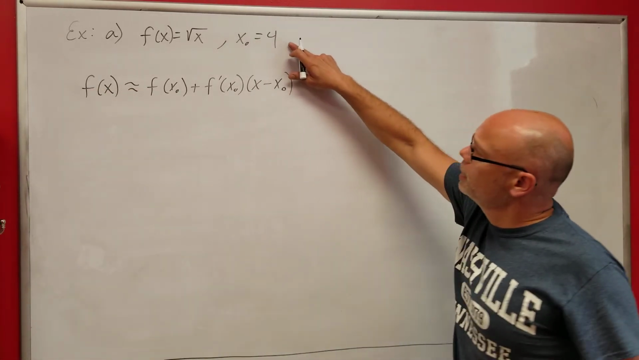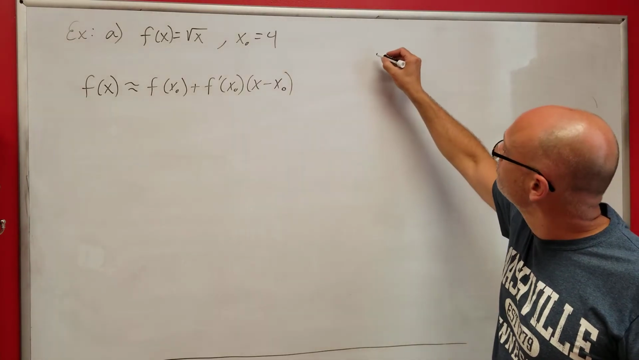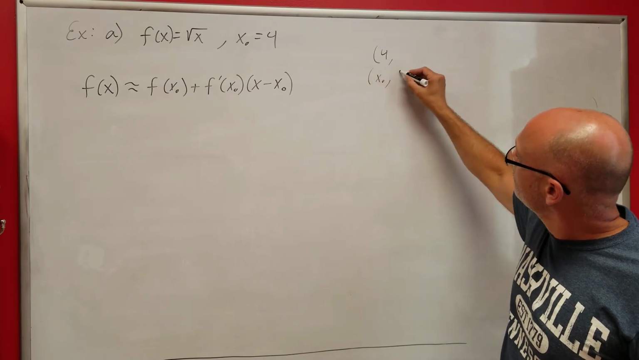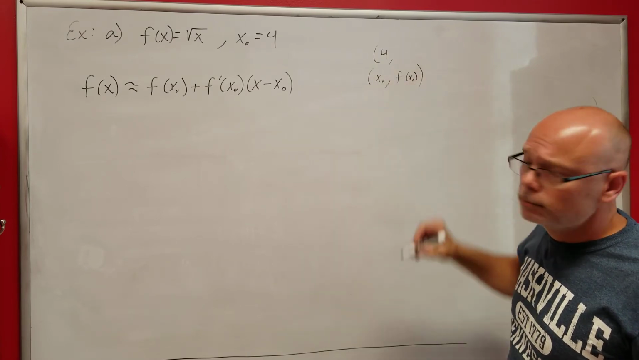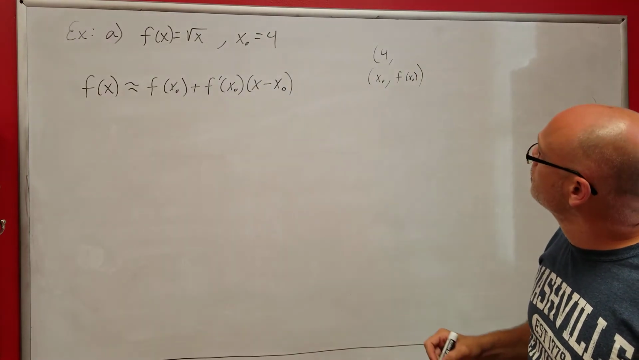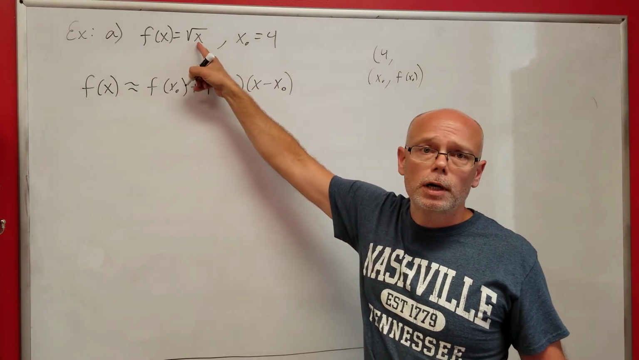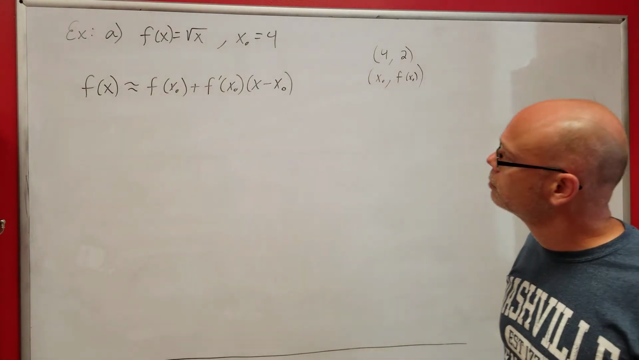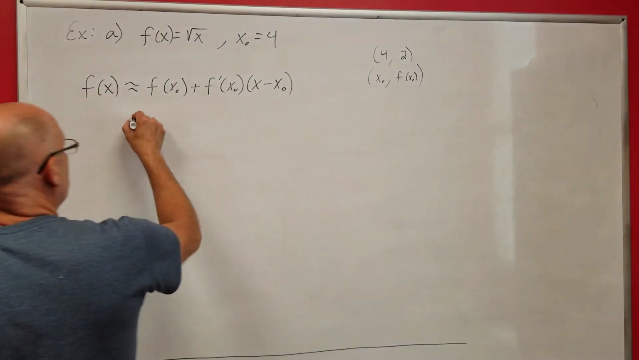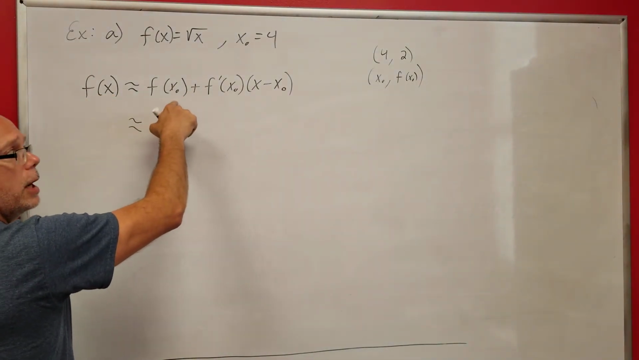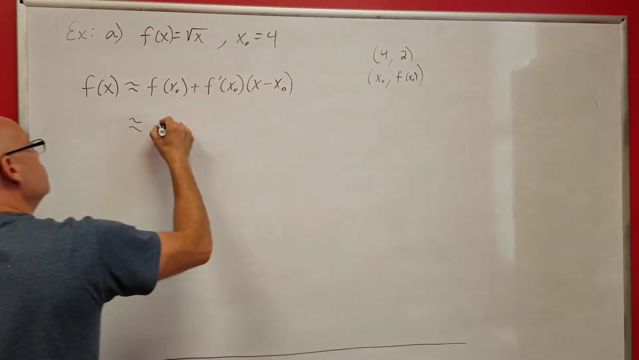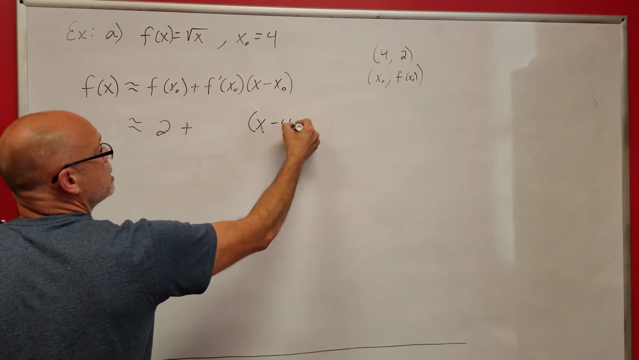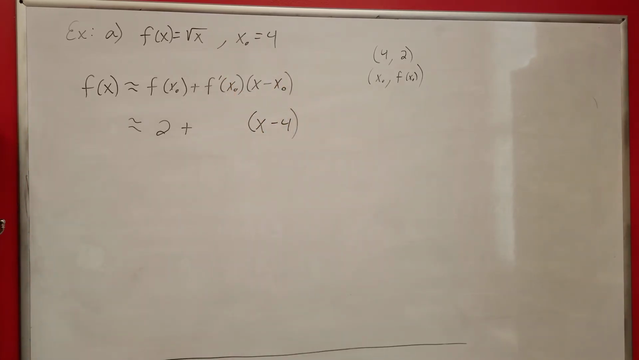Well, let's see. They give me the x naught value, right? They give me 4 for the x naught value. Let's find the f at x naught value. How do we do so? Well, just sub in 4 into your original function. Square root of 4 is 2. So right now, I have this value, f of x naught, which we said was 2, plus I still need this, but I have x minus x naught, or x minus 4.